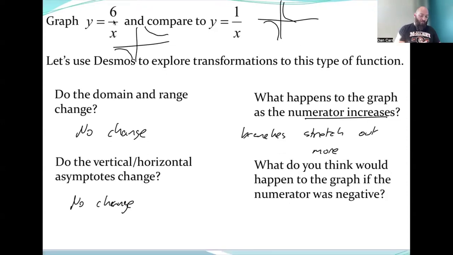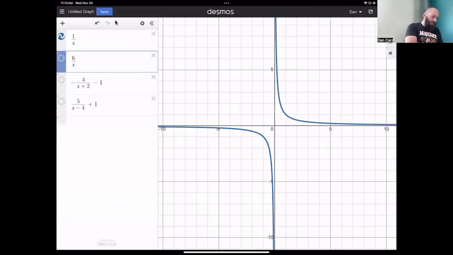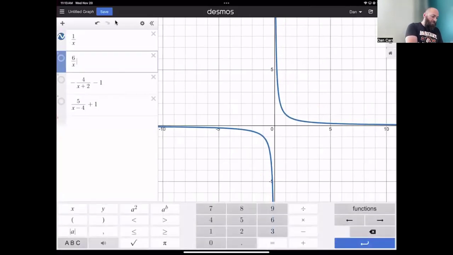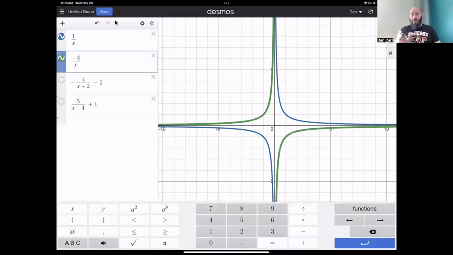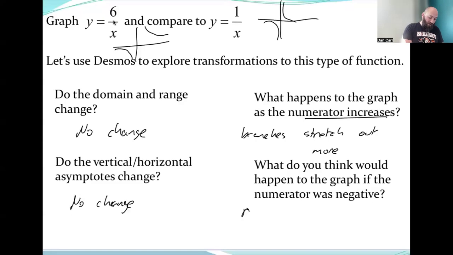What do you think would happen if the numerator was negative? Well, let's take a look. Let's go back to the original and make that change. Let's make it a -1. Look how it flips. We get a reflection. And if I do a -6, we get the reflection and that stretching there. So we get a stretch, or sorry, a reflection here.